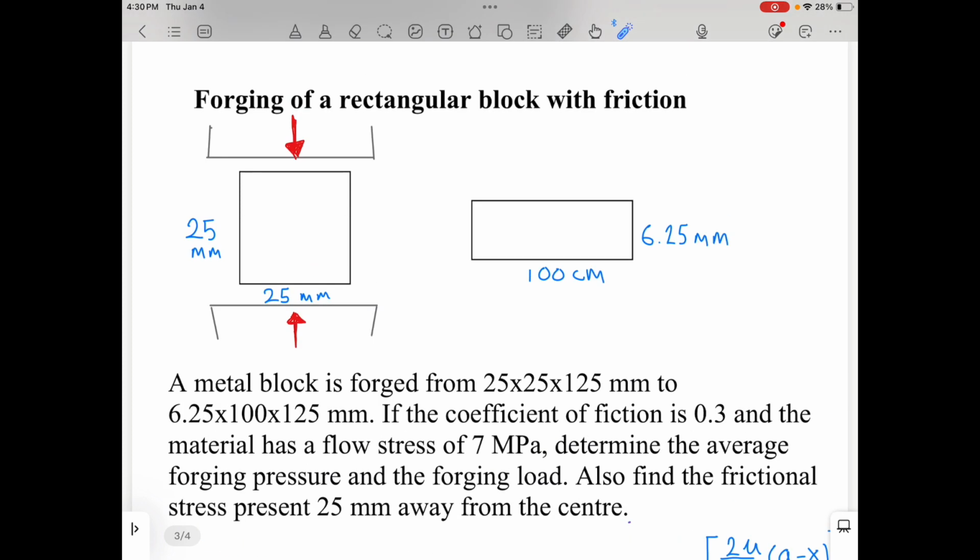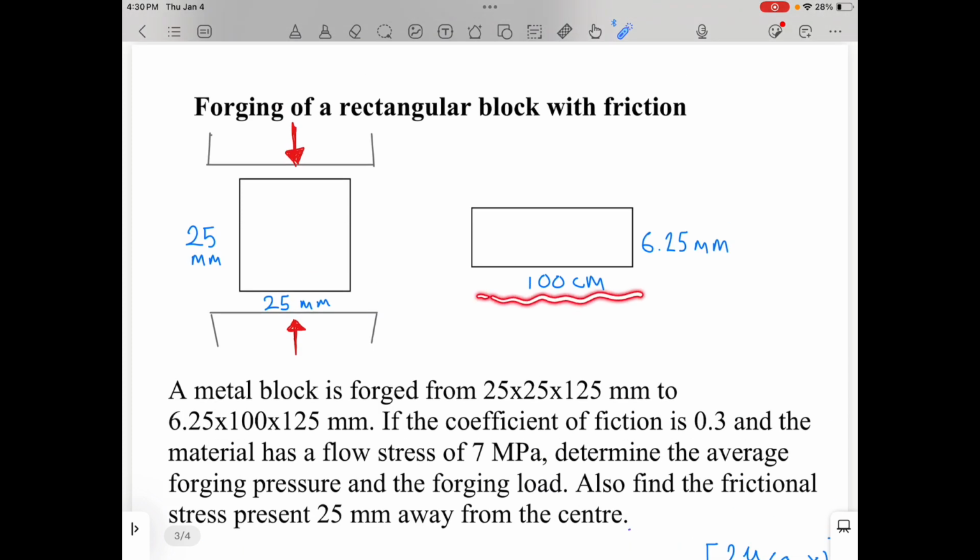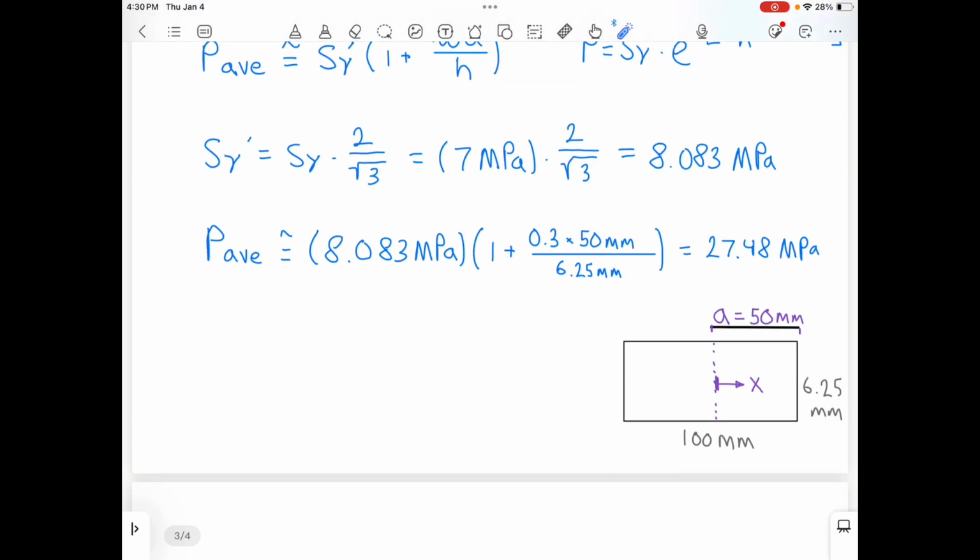We compressed the shape to 100 centimeters in width, shown here, and A represents half of that width as 50 millimeters, and then H represents the height of the specimen when compressed, and that's 6.25 millimeters. These units will cancel out, and we're left with the average pressure.